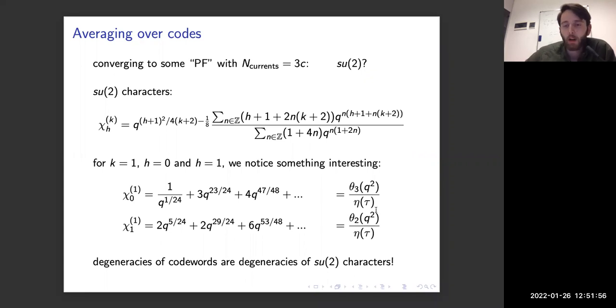So recall that our map from enumerator polynomials to partition functions essentially replaces x0 with this function and x1 with this function. So the degeneracies in front of these polynomial variables are just these SU2 character degeneracies.